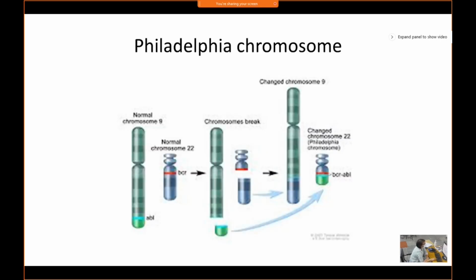And you have to know about the Philadelphia chromosome. I'm not going to tell you what it is. You should know by now. BCR-ABL. It may come as an objective question. It may come as genetics of CML. You have to draw this, a Philadelphia chromosome or BCR-ABL. Which chromosome into what chromosome, you have to know all that.